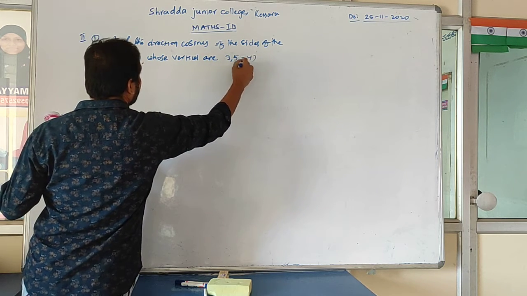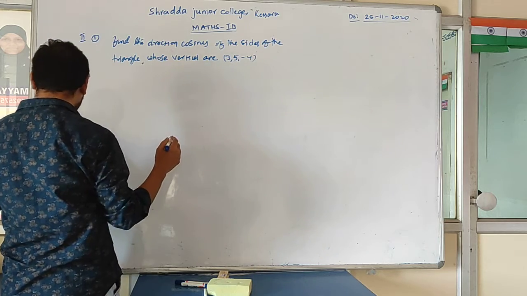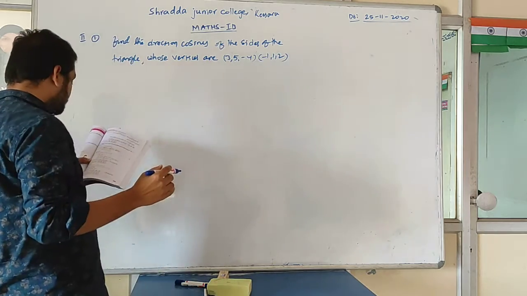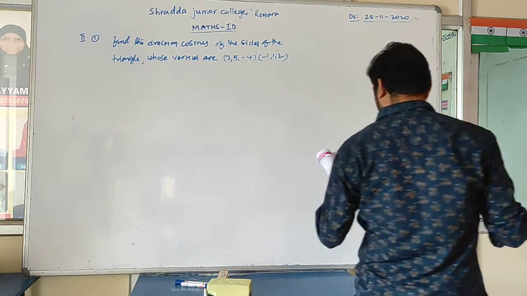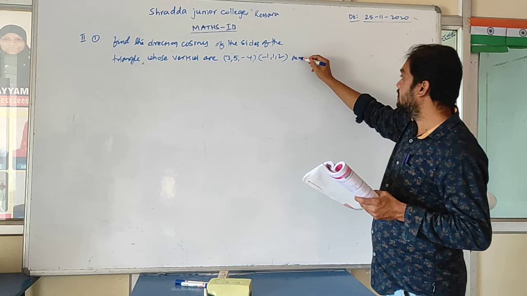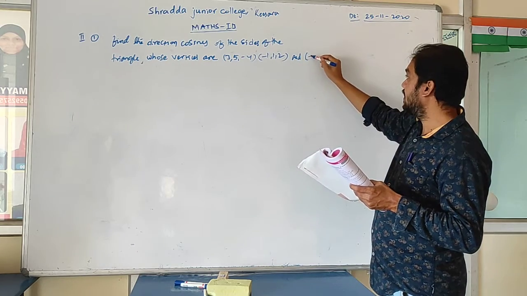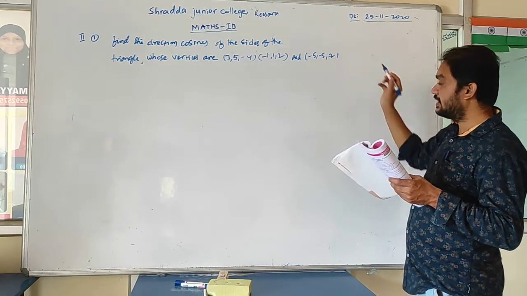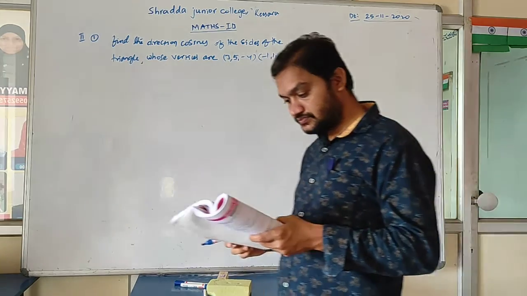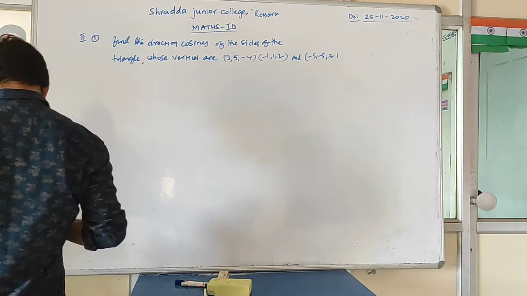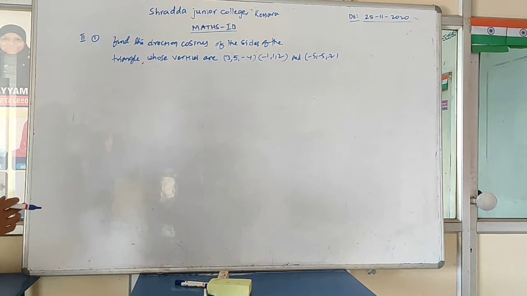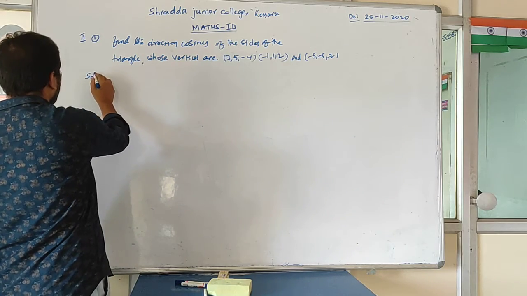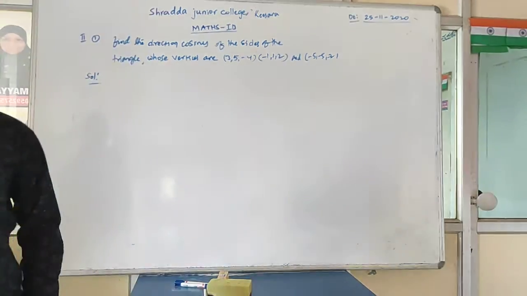3, 5, minus 4, minus 1, 1, 2, and minus 5, minus 5, minus 2. See here, listen. What is the solution here?